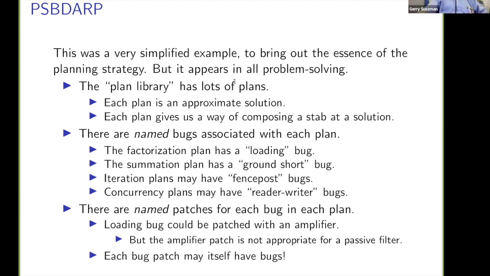I have a plan library with lots of plans. Each plan has an approximate solution. Each plan gives us a way of composing a stab at the solution. There are named bugs associated with each plan. The factorization plan has a loading bug. The summation plan has a ground bug. That's because the common wire, if it goes through on the bottom of that two-port, for those of you who are electrical engineers, will short out whatever else it gets connected to. And the iteration plans have fence post bugs we all know about. Concurrency plans may have reader-writer bugs. And there are named patches for each bug in each plan. Loading bugs can be patched with an amplifier, but the amplifier patch is not appropriate if I want to make a passive filter.